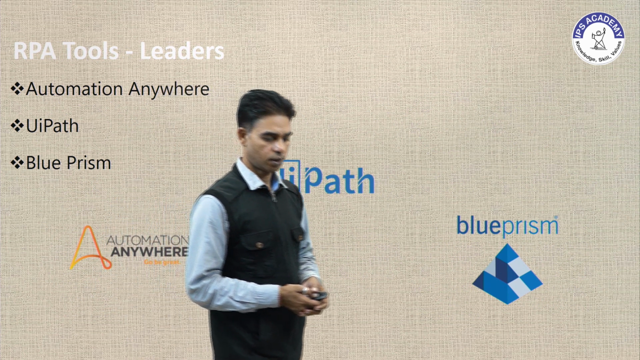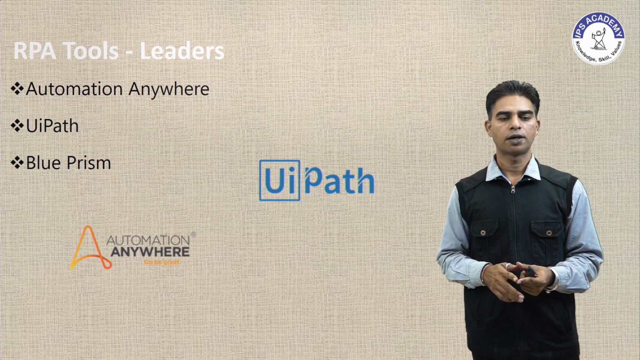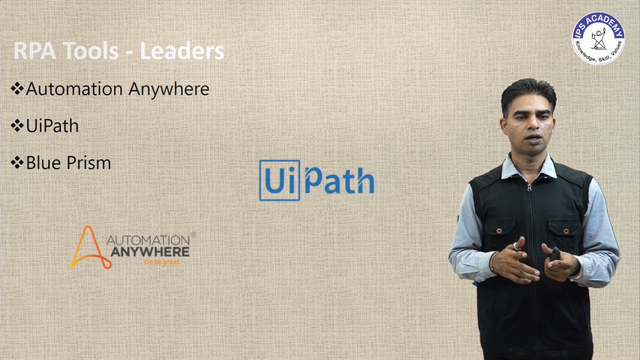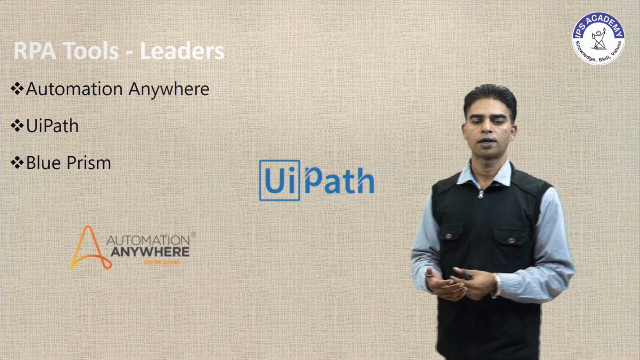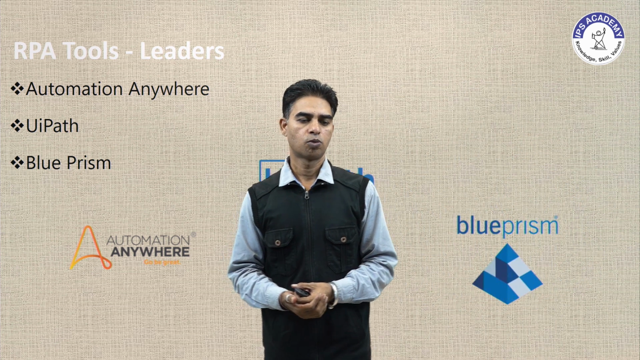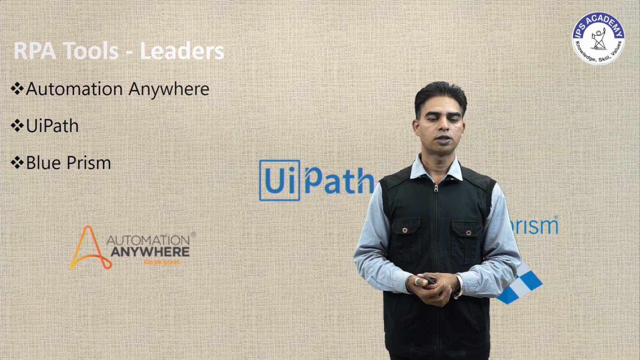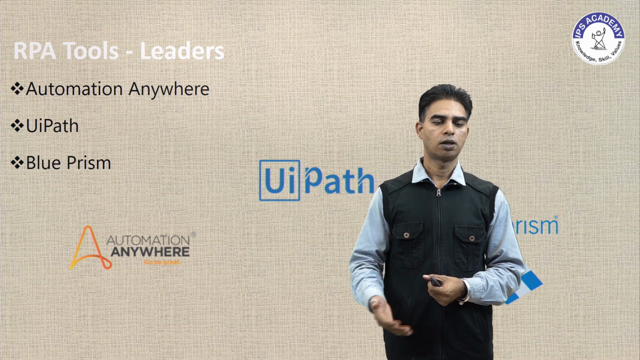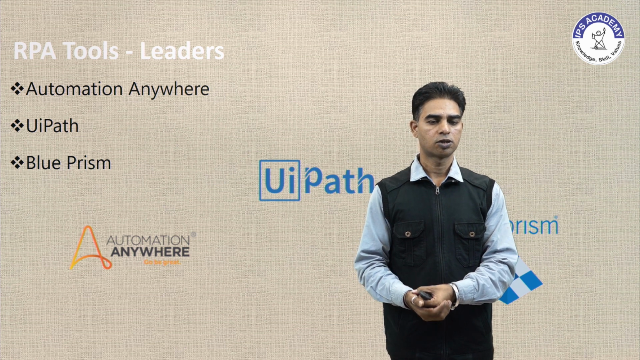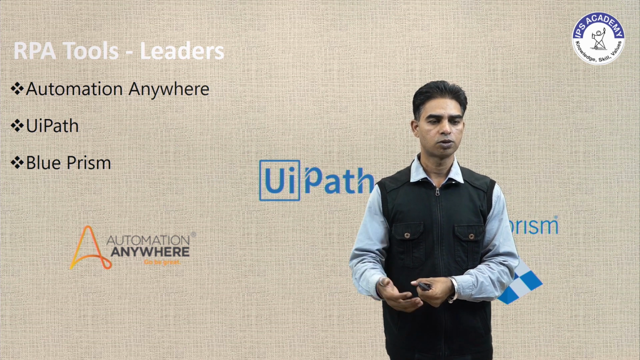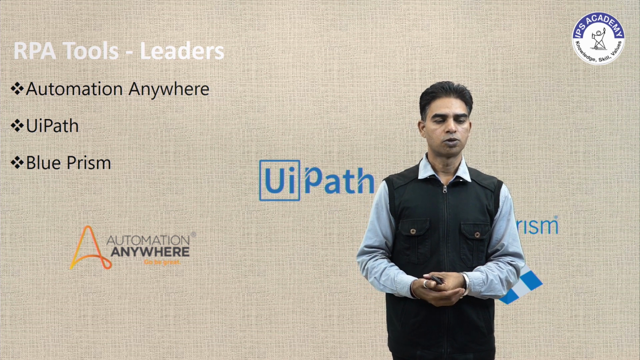These are the three leader tools. We will explain these tools in our next lecture: how Automation Anywhere works, how UiPath Studio works, and how Blue Prism works. The main task is to design any task. We will prefer UiPath Studio because they provide a free version. These are the leading RPA tools, and we will use UiPath to design any process.